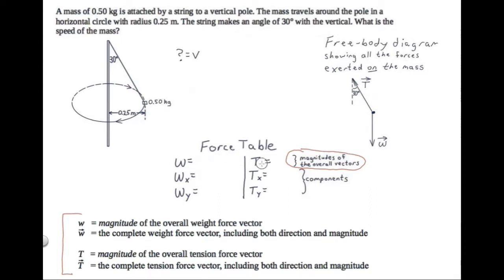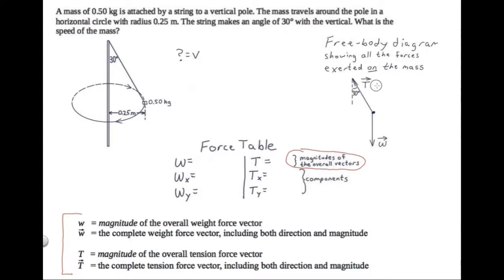We'll begin with the first row. The purpose of the first row of the force table is to indicate the magnitudes of the overall vectors. Now, remember that if you write a vector symbol with the arrow on top, that symbol stands for the complete vector. But if you write a vector symbol without an arrow on top, that stands just for the magnitude of the overall vector. So in this first row, we write the symbols W and T without arrows on top to indicate that the purpose of this first row is just to indicate the magnitudes of the overall vectors.